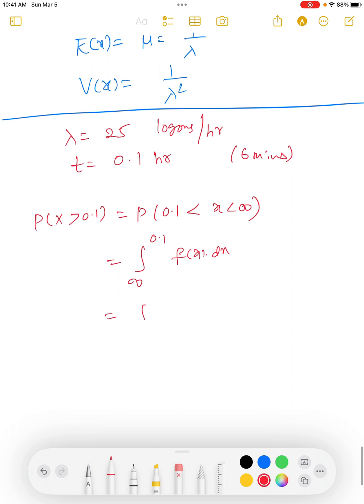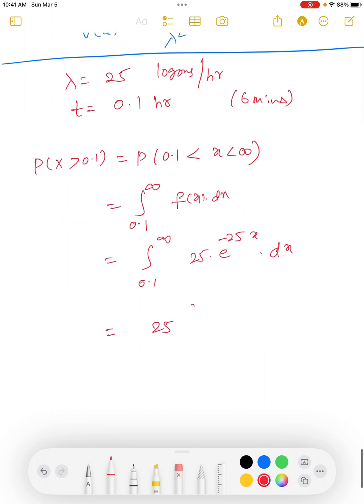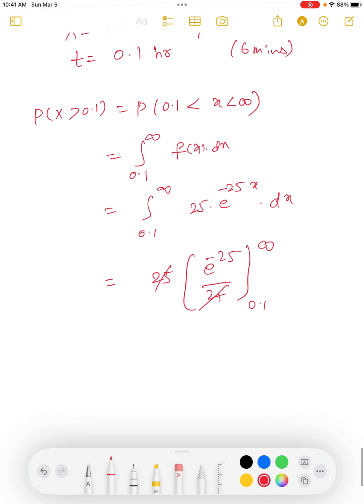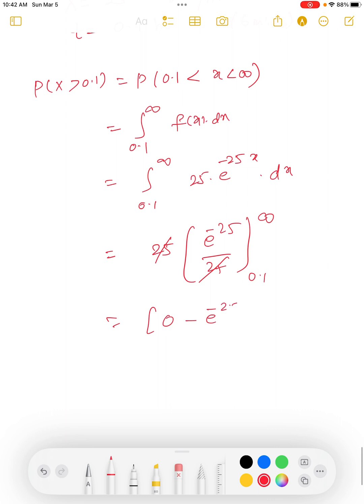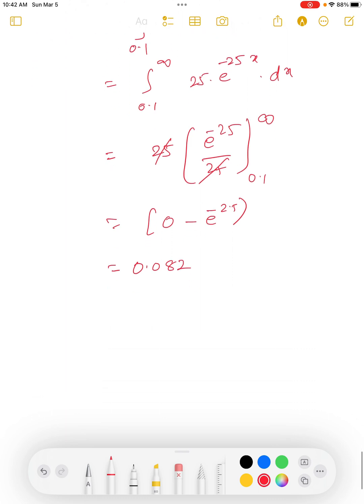Sorry, the lower limit is 0.1 and the upper limit is infinity. So what is the function f of x? 25 e power of minus 25 x, or t, we can use anything. After integrating this, we get e power of minus 25 x by 25 from 0.1 to infinity. Don't forget the upper limit infinity. So 0 minus e power of minus 2.5, that is 0.082. So this is the answer.